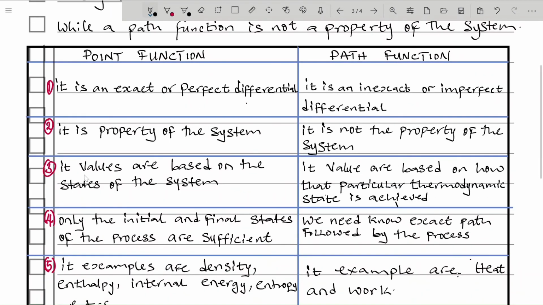Number 3, the values of point function are based on the state of the system. The values of path function are based on how that particular thermodynamic state is achieved. Therefore, it depends on the process in which that particular thermodynamic state is achieved. For point function, only the initial and final state are sufficient. We need no exact path followed by the process. For path function, we need to know the exact path followed. If you don't know the exact path followed, it's not a path function.